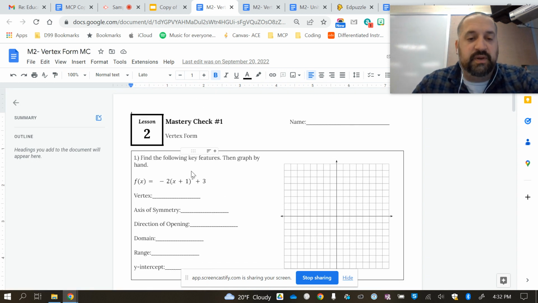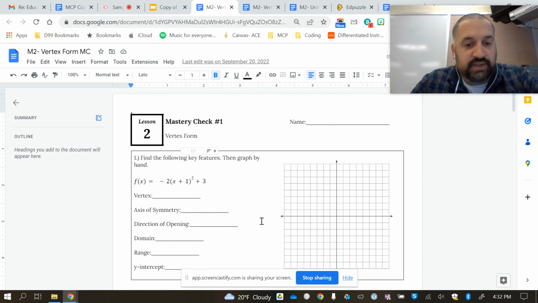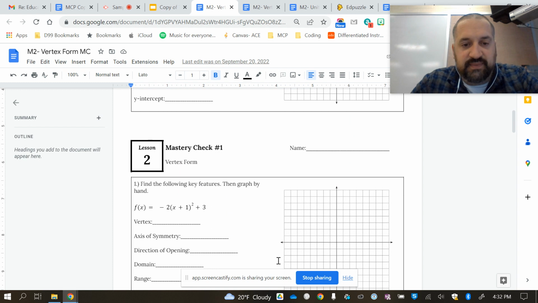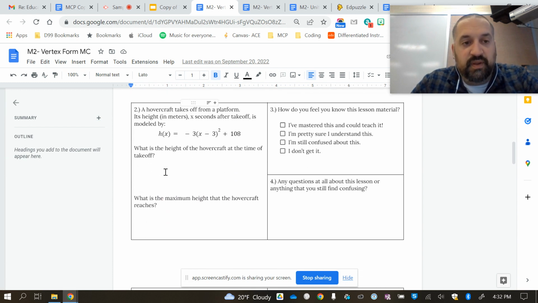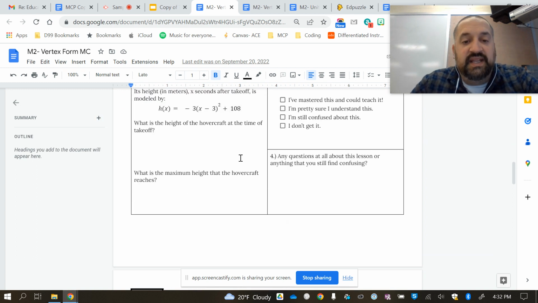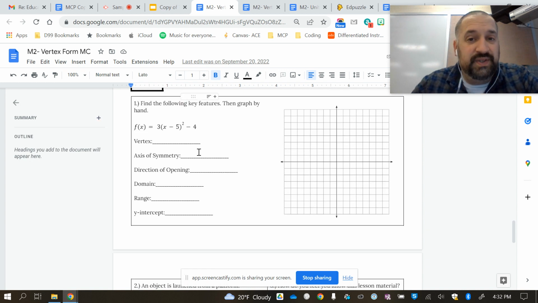I do a half sheet of paper just to save paper and then make it easier for me to look at. So here's the first example, and this is the same thing, just repeated. And then on the back, a contextual problem, and then a couple reflection questions. And then at the end of the doc, I have the second version as well. And then if a student needs more than 2, that's usually something I come up with on the fly.